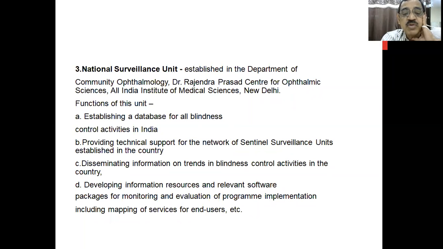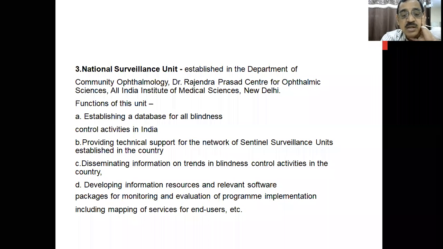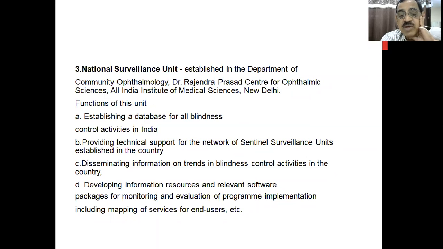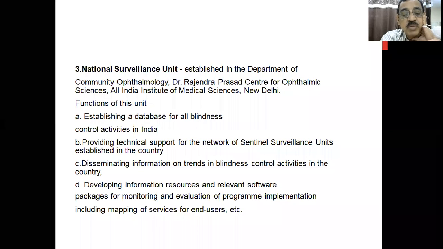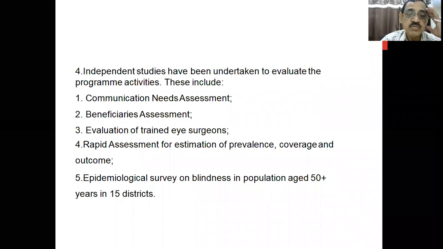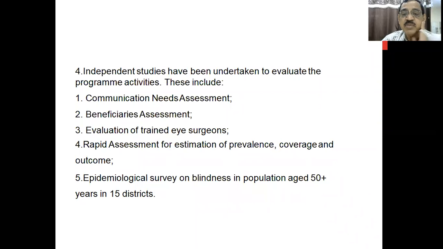So disseminating information on trends in blindness control activities in the country. And fourthly, developing information resources and relevant software package for monitoring and evaluation of the program implementation, including mapping of services for end users. So the fourth one is actually independent studies have been undertaken to evaluate the program activities.